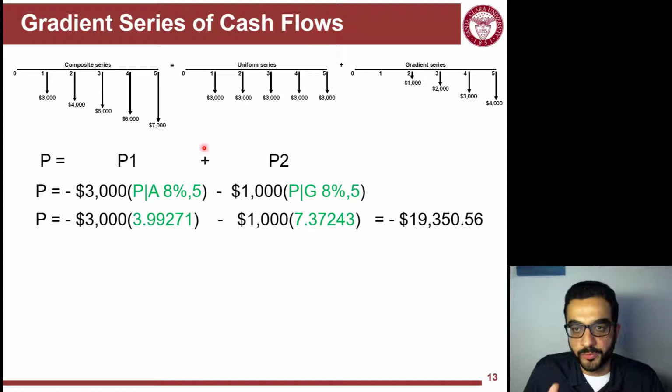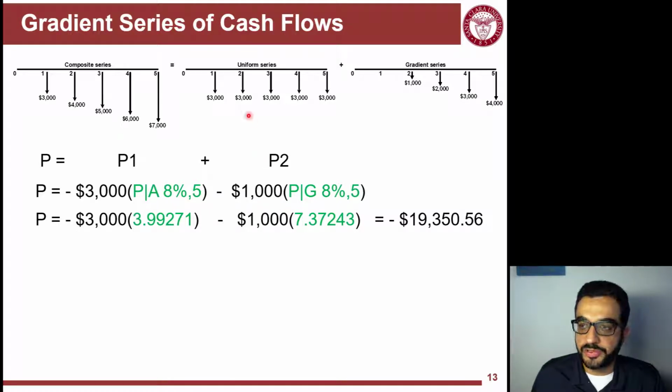The present worth of the original cash flow will equal the present worth of the first component cash flow and the second component cash flow. So the first one, P1, is equal to the present worth of A, so it's multiplying the 3,000 times P given A. And then P2 is the present worth of the gradient, and it's P given G times 1,000.